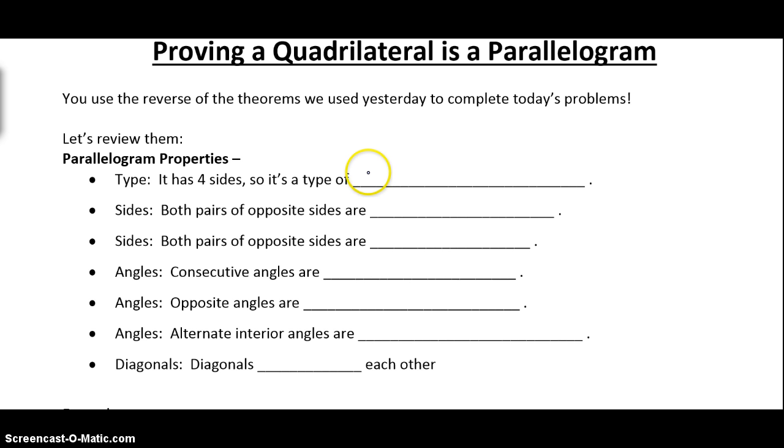It has four sides, so it is a type of quadrilateral. Both pairs of opposite sides are what? Well, think about the name parallelogram. So opposite sides are parallel, and those opposite sides are congruent. Then we talk about angles.